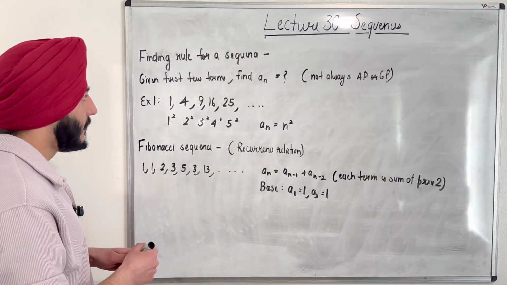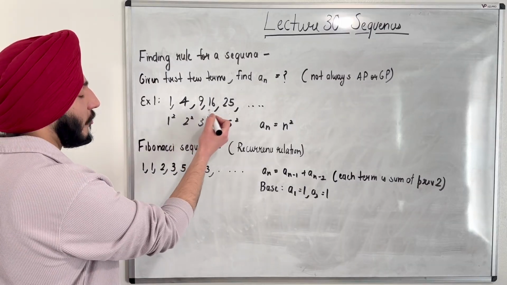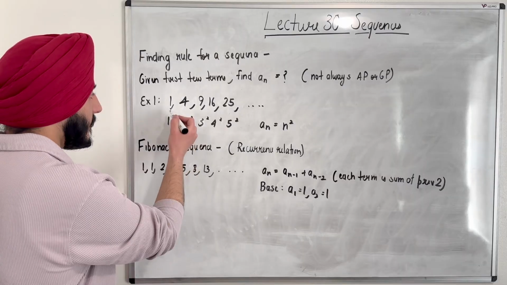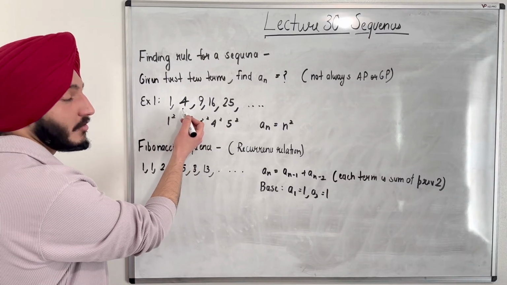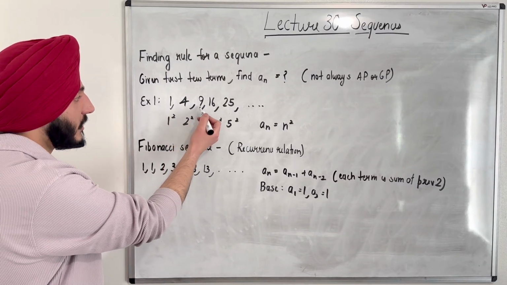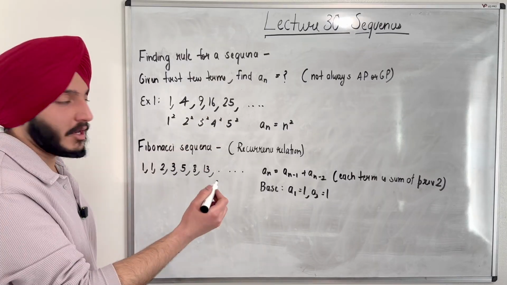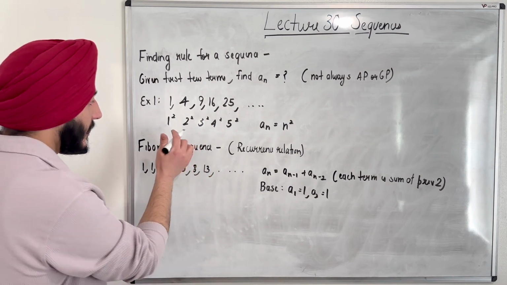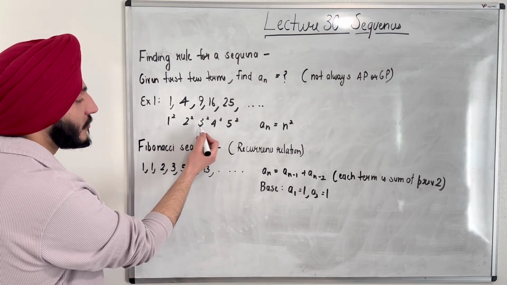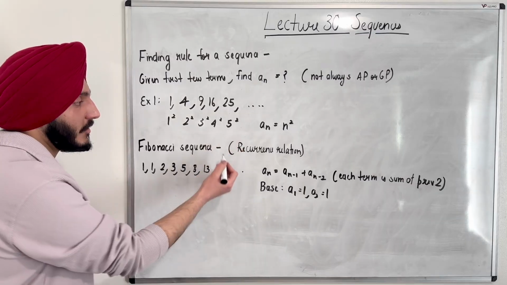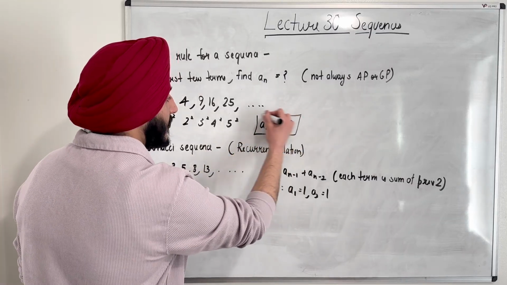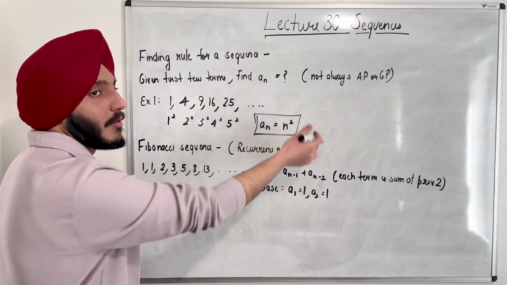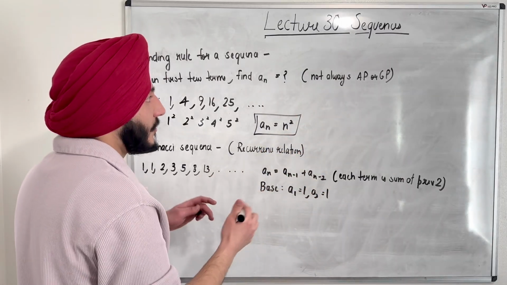One of the examples is, if you look at this one, 1, 4, 9, 16, 25. If you look at this carefully, the first term is 1, the second is 4, which seems to be the square of 2. Third is 9, which is the square of 3. Fourth is 16, which seems to be the square of 4. So it's pretty much 1 squared, 2 squared, 3 squared, 4 squared, 5 squared. So what is the general pattern? The general pattern is that the term an will be the value n squared, right? So this is the general pattern in this case.